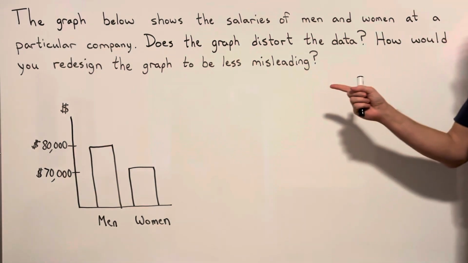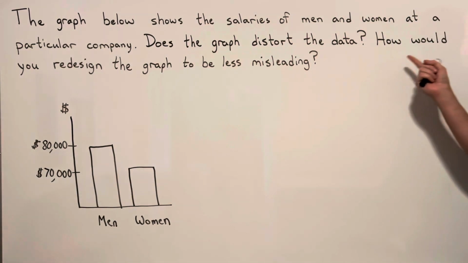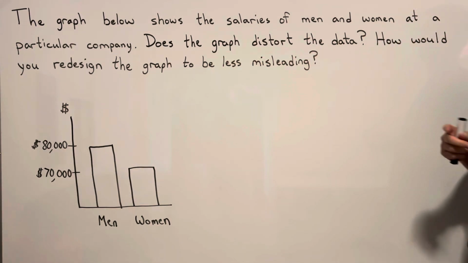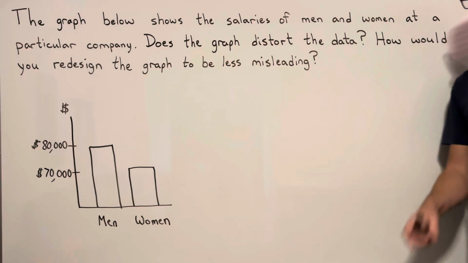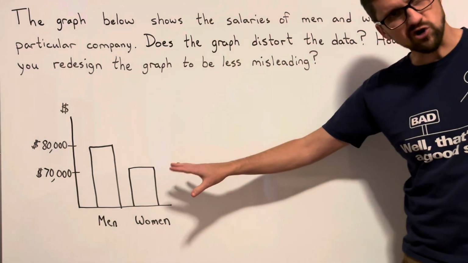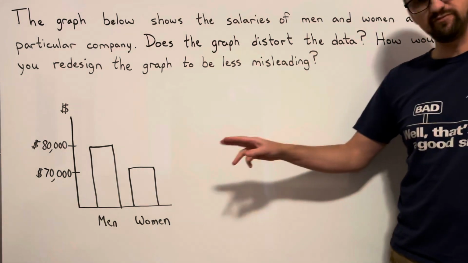The graph below shows the salaries of men and women at a particular company. Does the graph distort the data? How would you redesign the graph to be less misleading? All right, so here's our bar graph, the salaries of men and women.